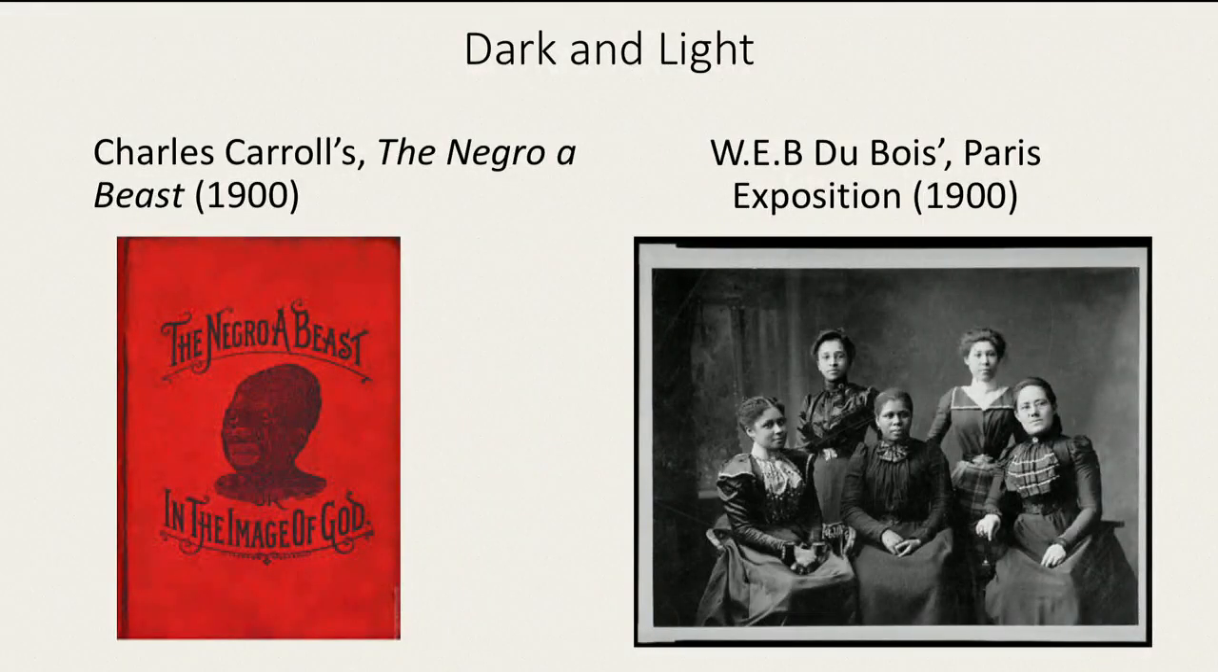Now, one example of how light and dark exist is found in the following examples. In 1900, Professor Charles Carroll authored the book, The Negro, a Beast, where he argued that Black people were beasts and not humans. Carroll drew from the Judeo-Christian Bible and theology, along with various other fields, which he referred to as scientific, to make his claims.